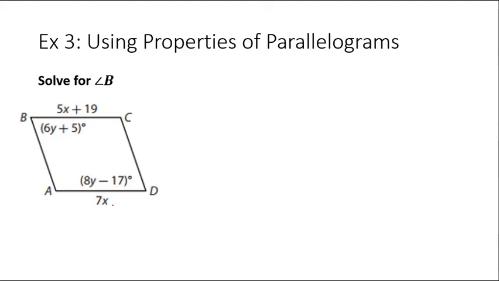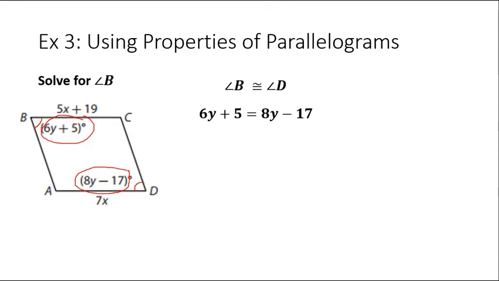Okay, now example 3. So we're still using the same figure, but this time I want you to solve for angle B. So what you notice here is angle B and angle D are opposite each other, so that means they're congruent. So we're going to take this equation and this equation and set them equal to each other. So we're going to say angle B is congruent to angle D.